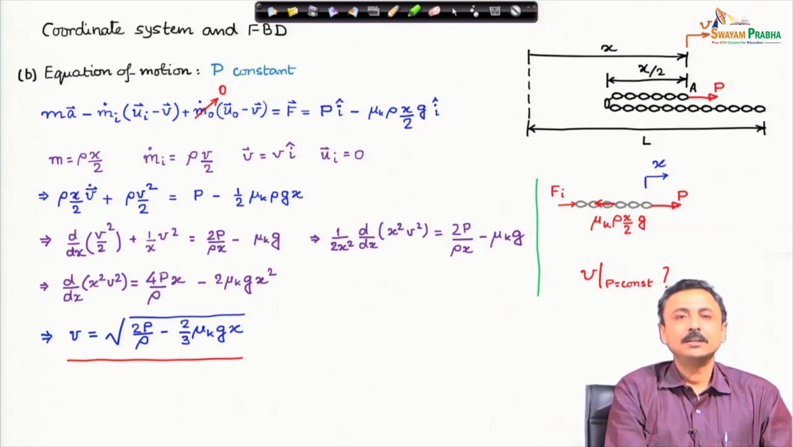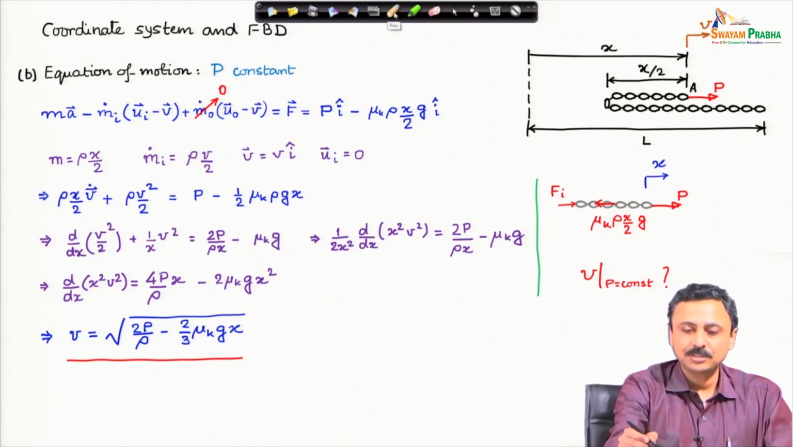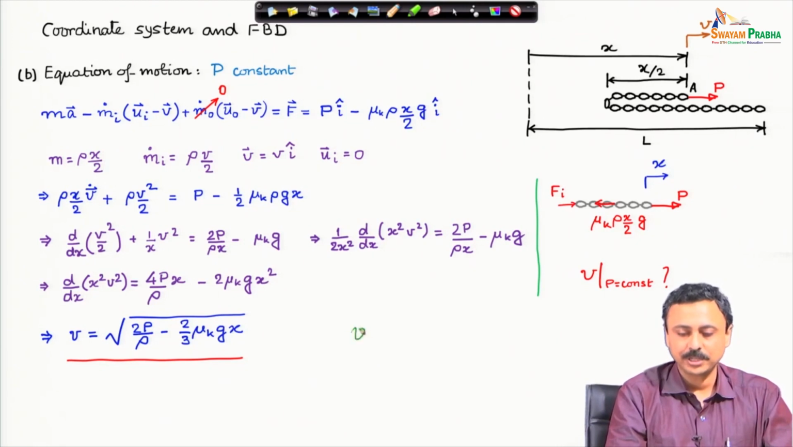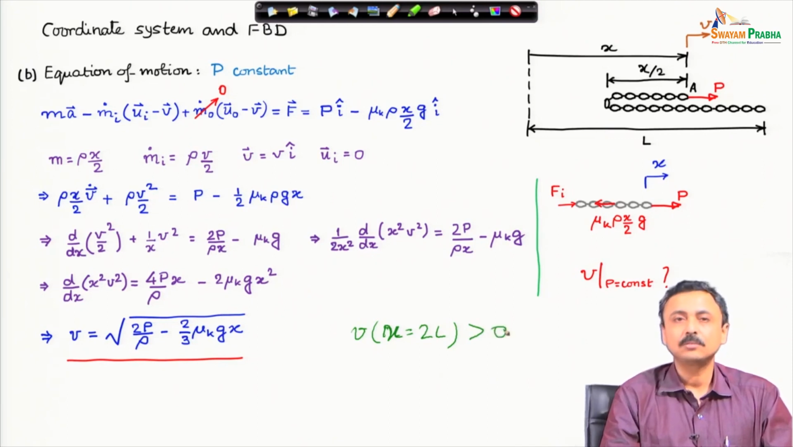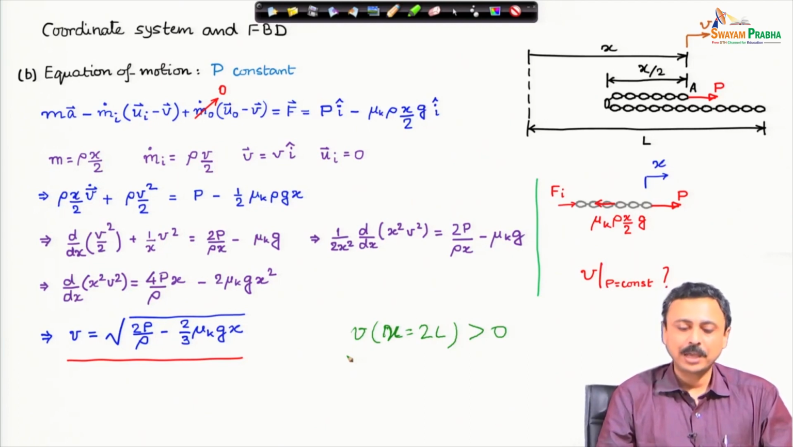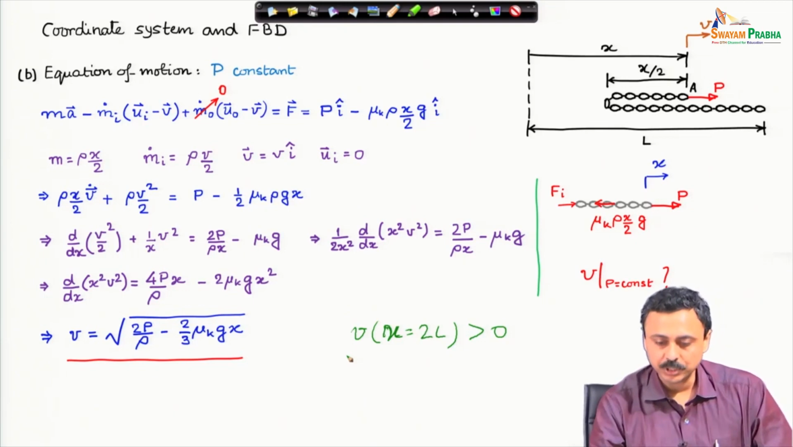So, that you can calculate by putting this velocity. If you want this velocity at x equal to 2L, because the point A has a displacement of 2L. Therefore, v at x equal to 2L must be greater than 0, and with that you can calculate what should be the minimum value of P required to set the whole chain in motion.